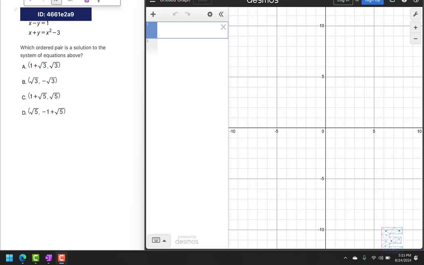With that said, let's look at the other method, which is the Desmos method. Okay, so now we're going to use Desmos to answer the same question. Notice how much quicker we can answer this. The first thing you must do is rewrite the equations to make y the subject.